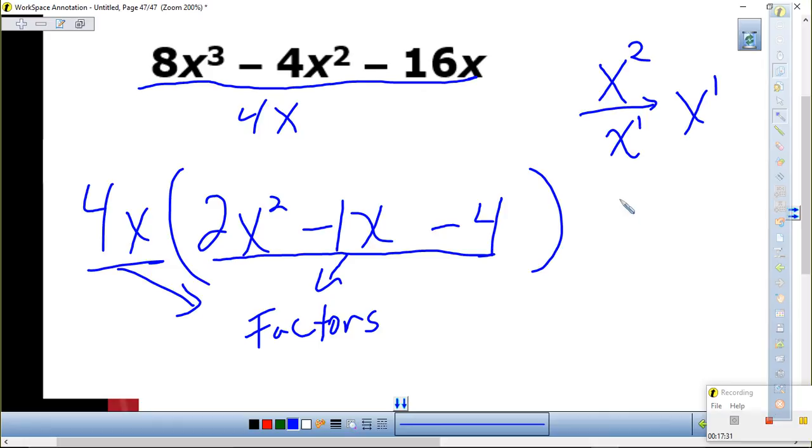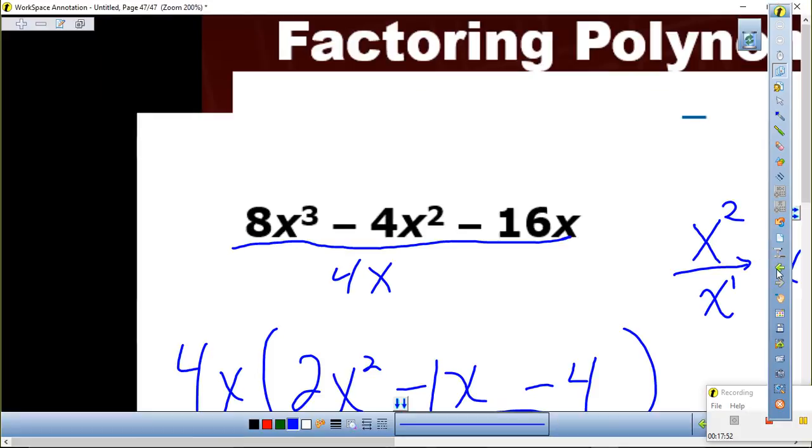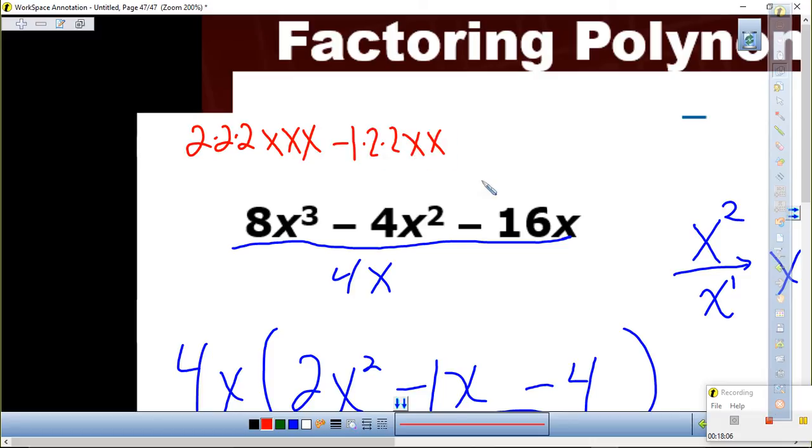Once again, if you're having a little bit of trouble, factor it out, please. Look, let me go back to the previous one. Look up. This is 2 times 2 times 2 times x, x, x. This is negative 1 times 2 times 2 times x, x. This is negative 4, which is negative 1 times 2 times 2 times x.